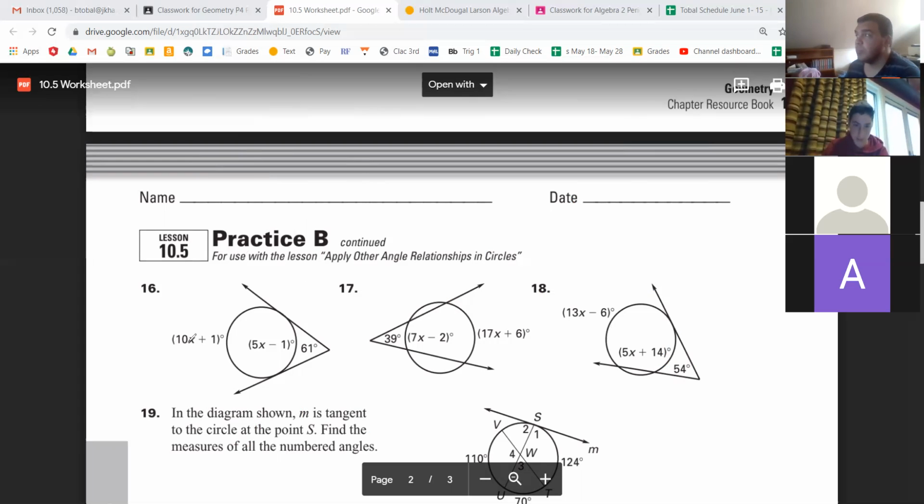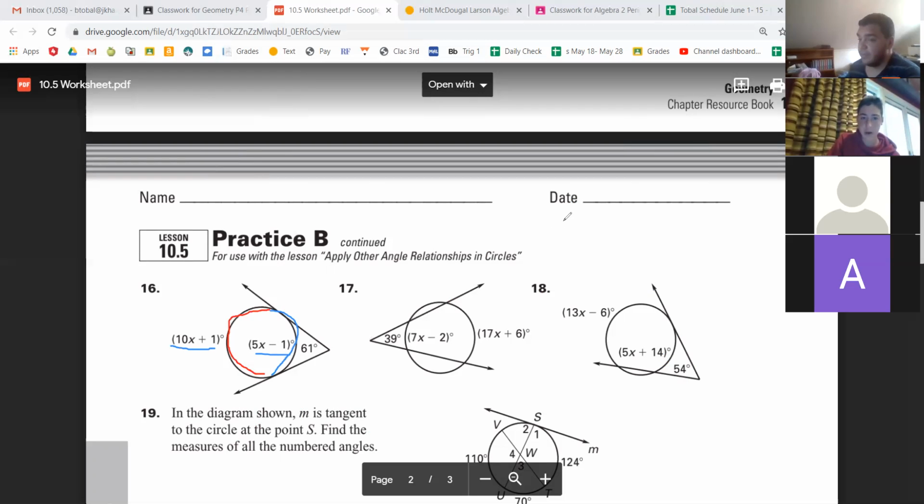This is the outside angle, though. Because this is the outside angle, we have to subtract the bigger arc. I use the same colors I always use. The bigger arc from the smaller arc. So in this case, we're going to have to subtract this number from this number. We don't know what those numbers are. They're just x's to us.